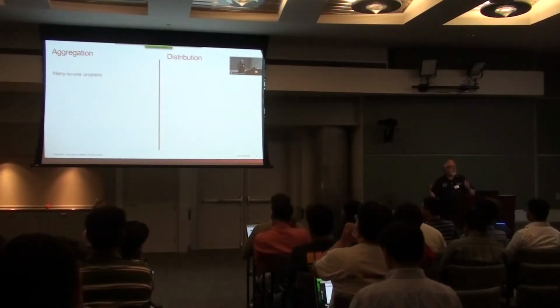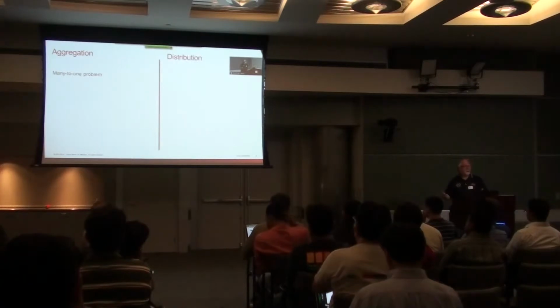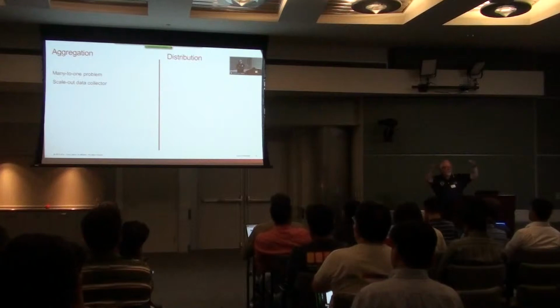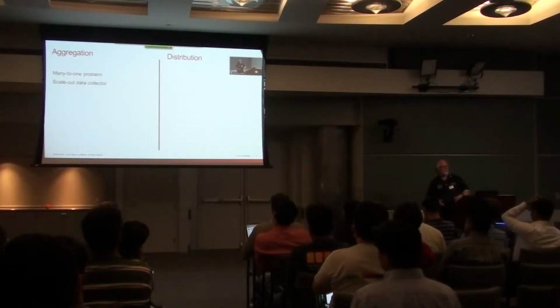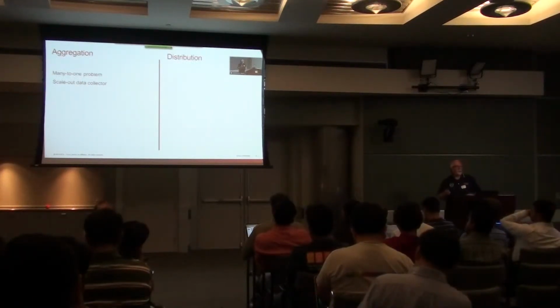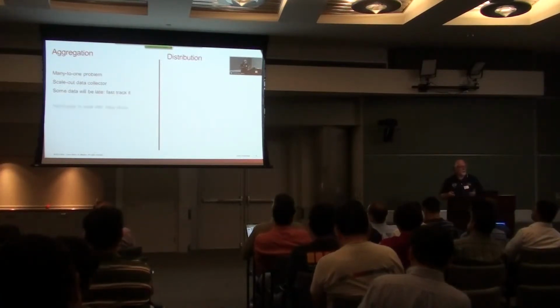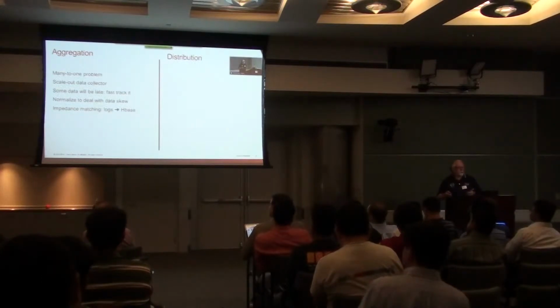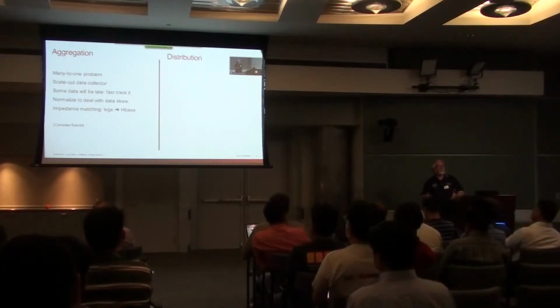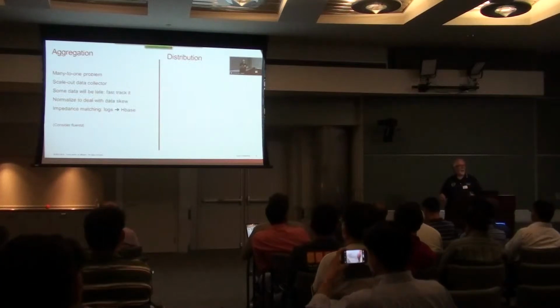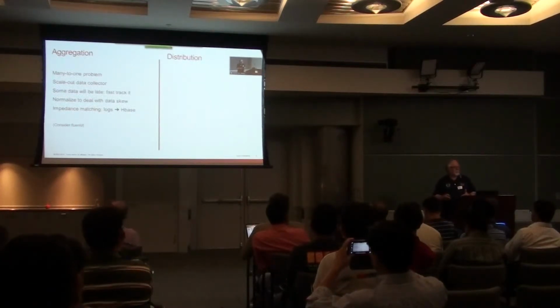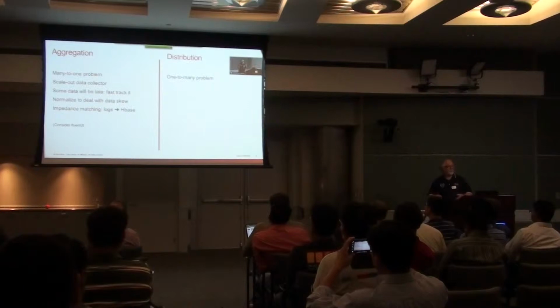Now, again, aggregation and distribution are different kinds of processes here, right? Aggregation is a many-to-one problem. How do I get all this stuff from all these sources into this system so I can work with it? You need some kind of scale-out data collector in there. Some data will be late, so fast-track it, normalize it, and so forth. Fluentd is a good example of an open source project which is really revolutionizing the way people think about how do I take large volumes of data from all sorts of different sources and bring it together to work on it. The distribution is a one-to-many problem.